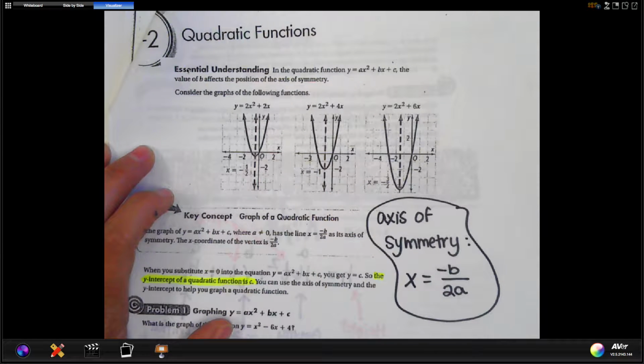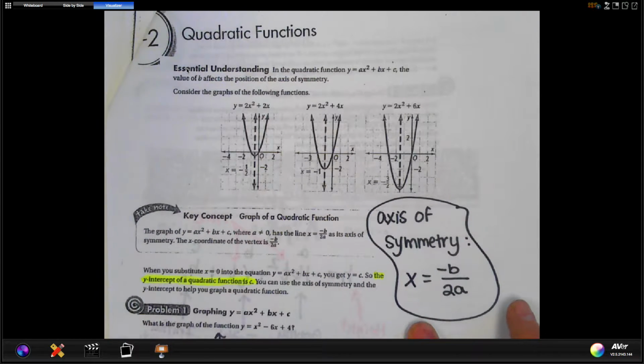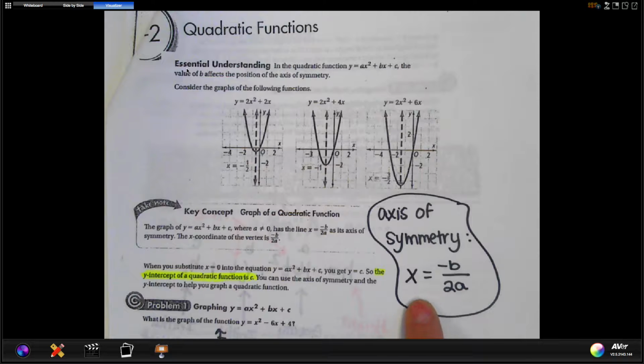So there is a formula for finding the axis of symmetry, and it's this. I wrote it bigger right here. It is x equals, so the axis of symmetry is always an x value, right? It's on your x line. Negative b, so your b value, divided by 2 times your a value. That's how you figure it out, okay? And so that's the first thing.